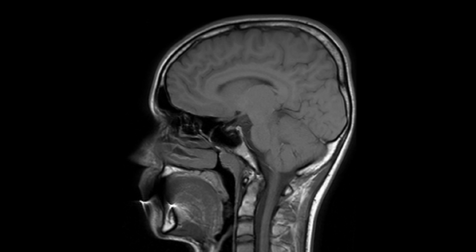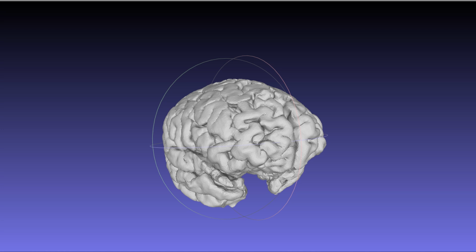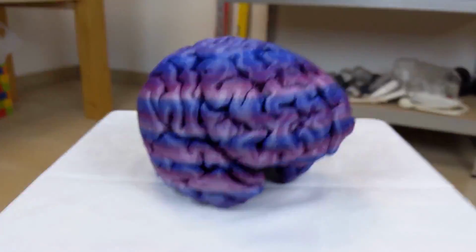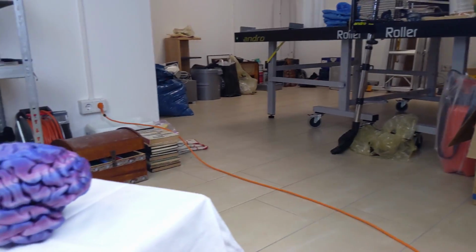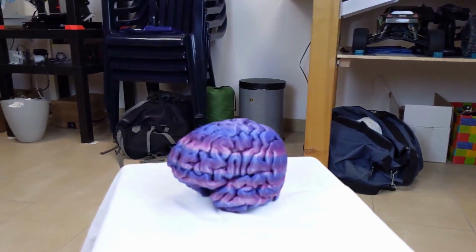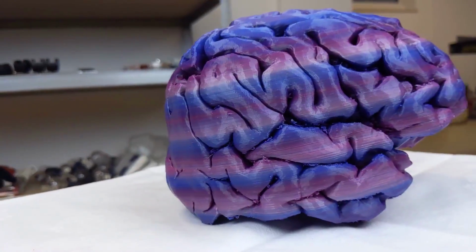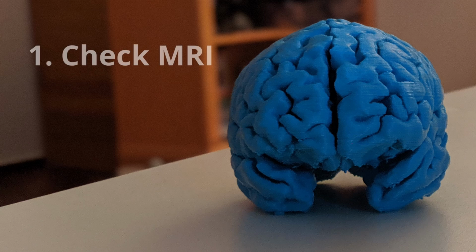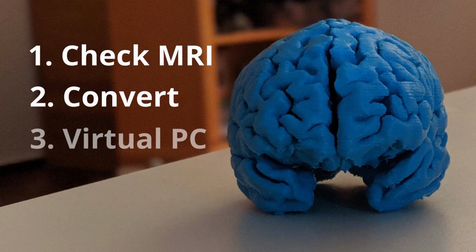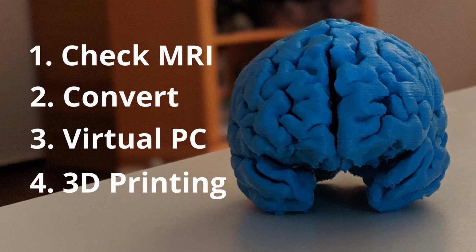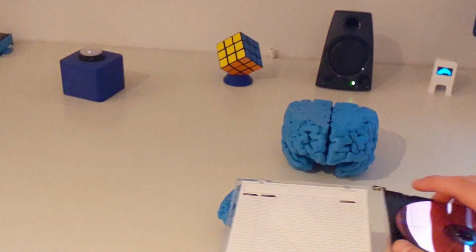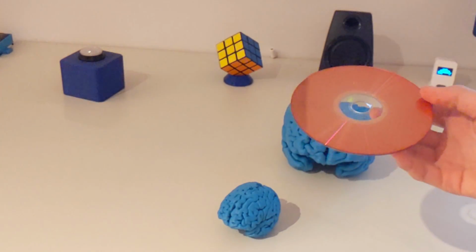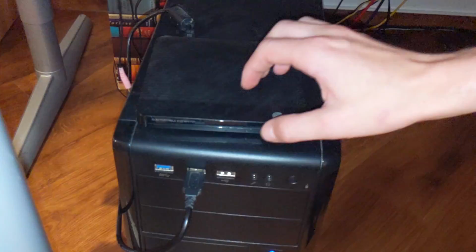Today I will show you how to transform an MRI scan like this into a 3D object and then 3D print it only with free software. First thing we do is to check the MRI data, convert the data, set up the virtual PC and 3D print the files. So here you can see a disk with the MRI data of my brain.